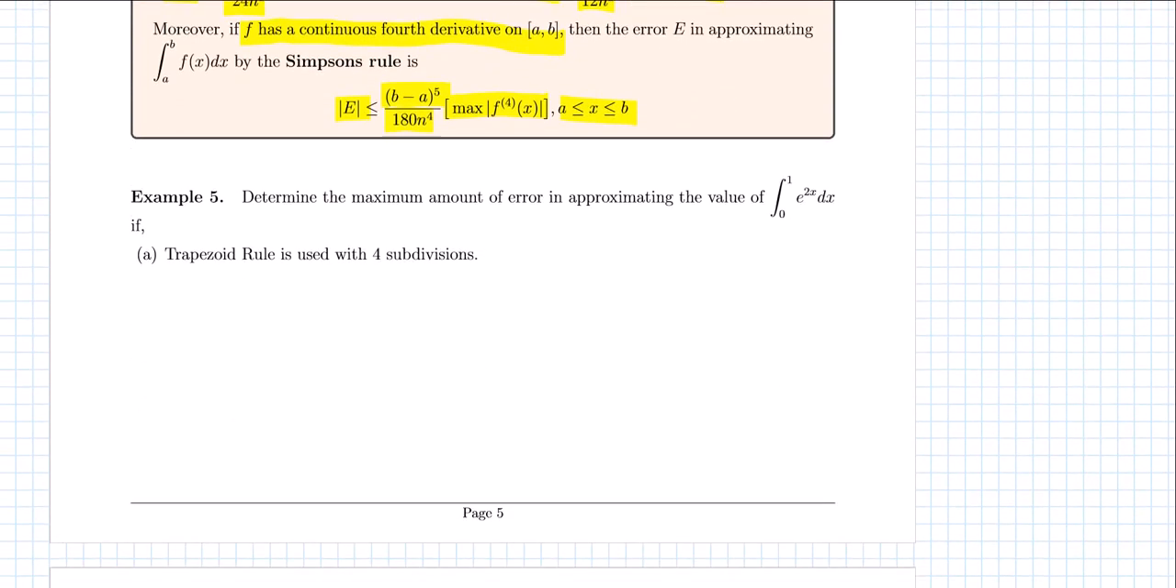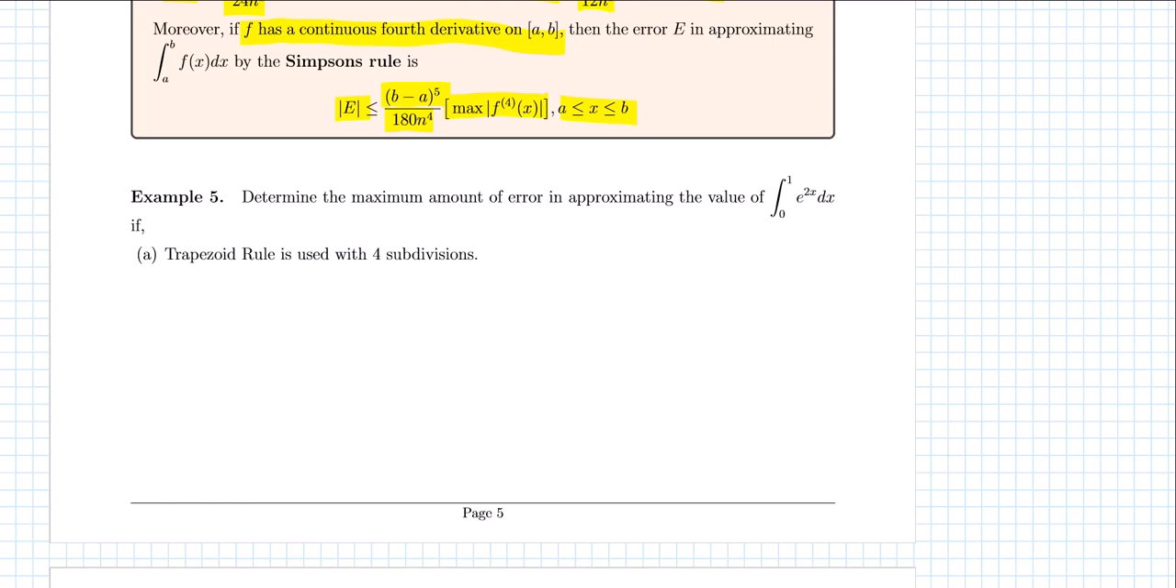Alright, so let's see, can we determine the amount of error in approximating the value of the integral from 0 to 1 of e to the 2x if we're going to be using the trapezoidal rule with 4 subdivisions? Now, with this particular problem, we could actually get the absolute error, which we will calculate as well just to compare it, but let's see. What would be the error if we're using the trapezoidal rule with 4 subdivisions?